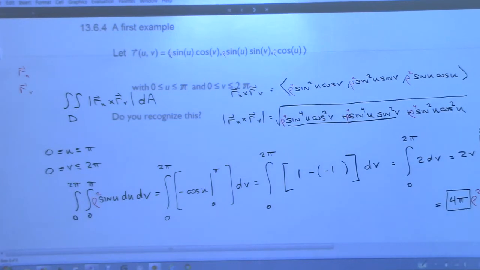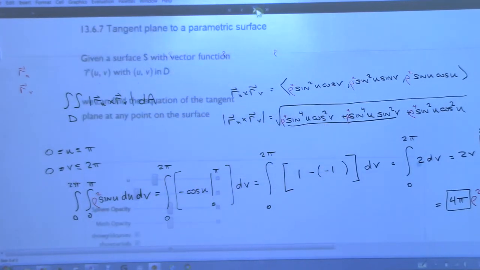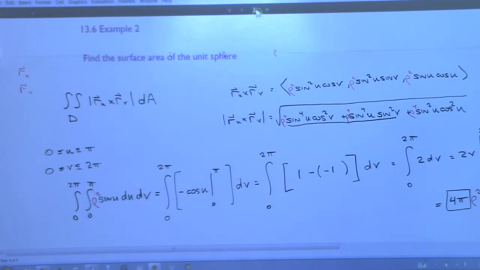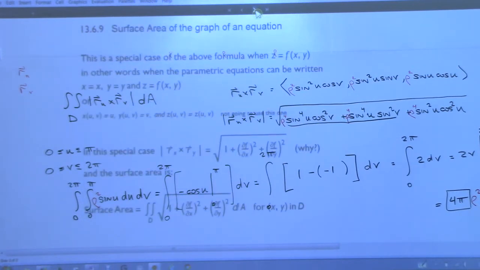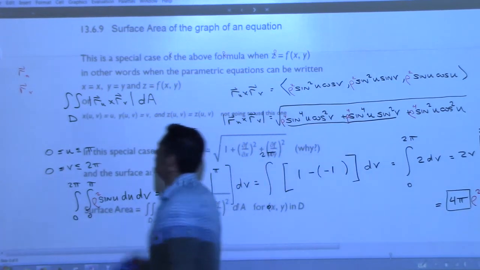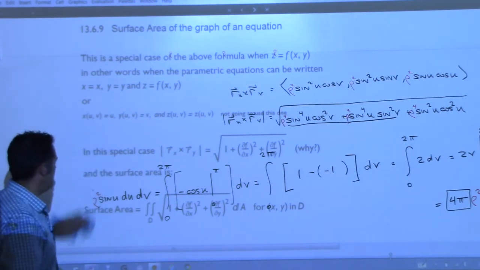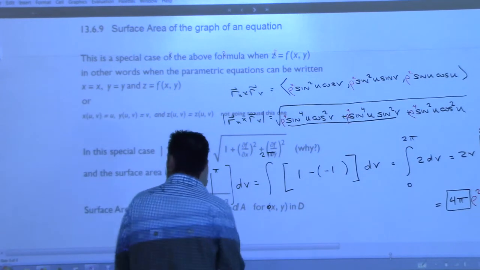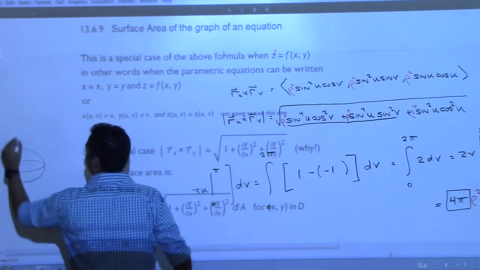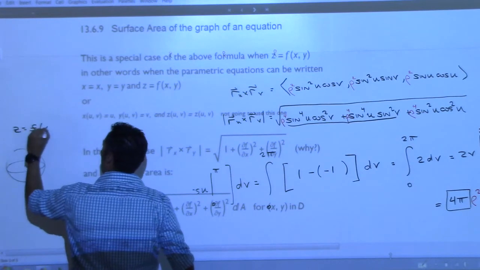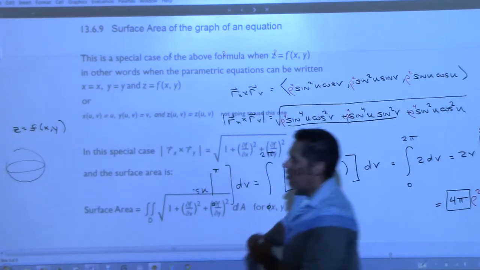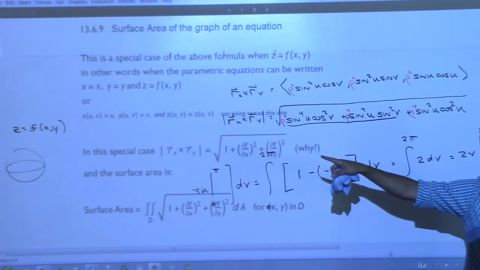All right. So we know we can find the surface area. Now, what about a very special case? Is a sphere a function of two variables, like our traditional function of two variables? Can a sphere be drawn using z equals f of x, y? Can we draw a sphere using that right there?